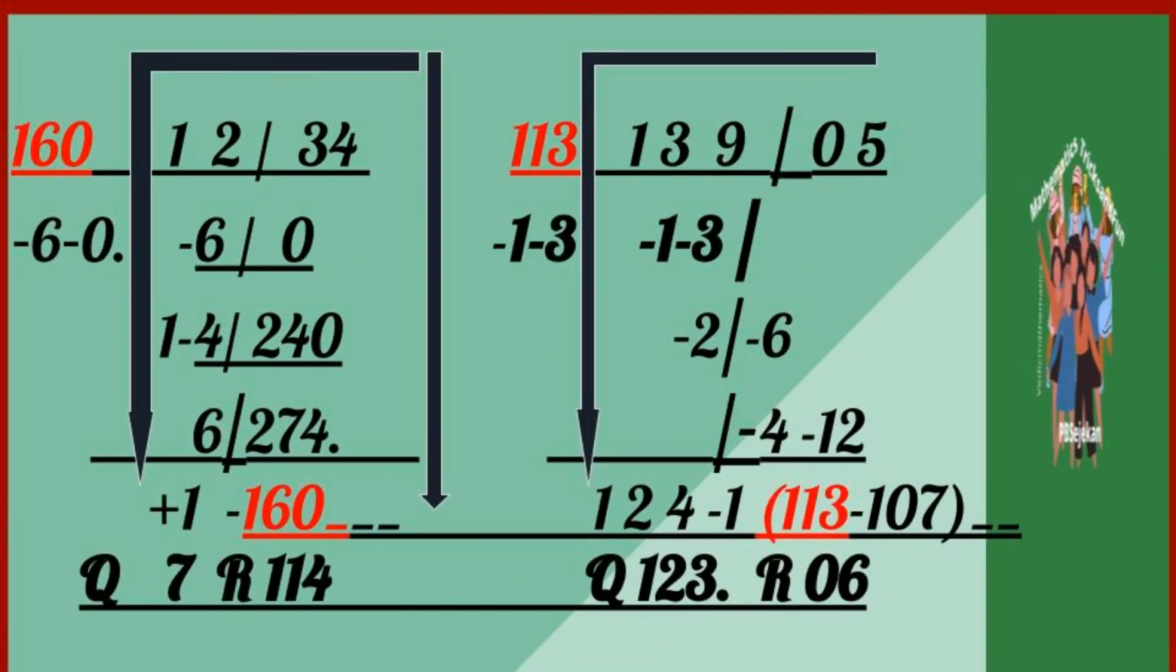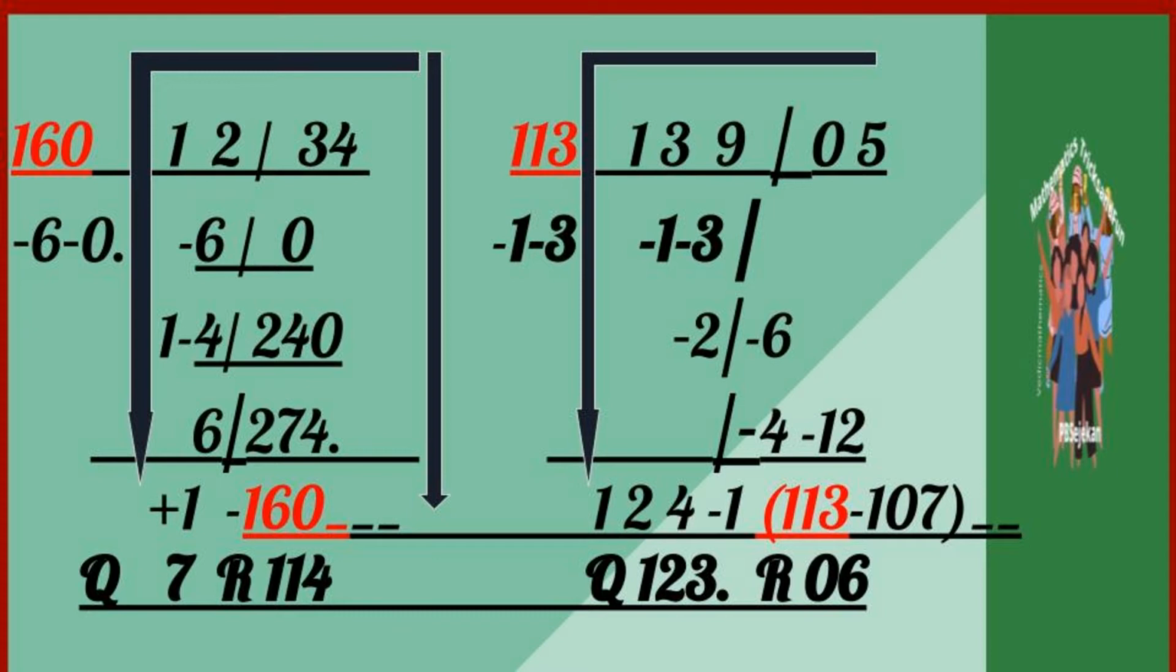Here we have 2 examples with a little variation. 1234 is to be divided by 160. We write 12, then a gap and 34, and write minus 6 minus 0 below 160 as shown. Bring down 1 to the quotient side, then 1 into 60 gives 60, which is written below 2 and 3. Now minus 6 plus 2 gives minus 4. Bring it down to the quotient side.